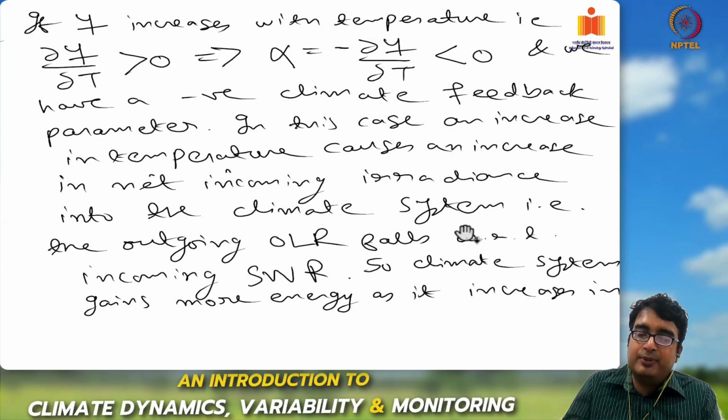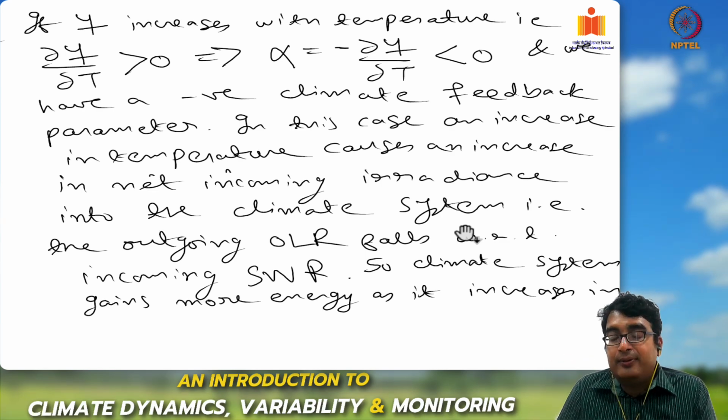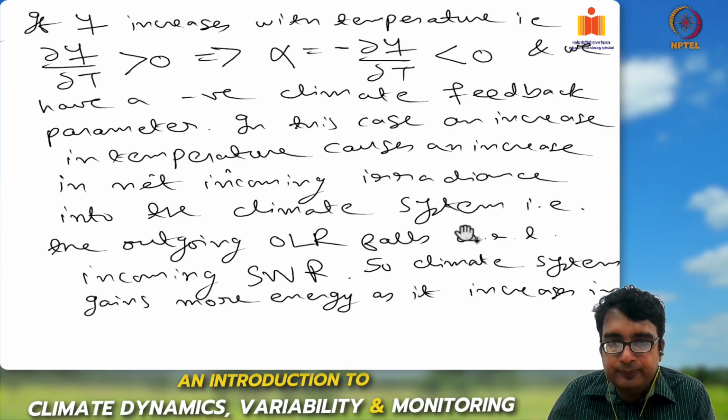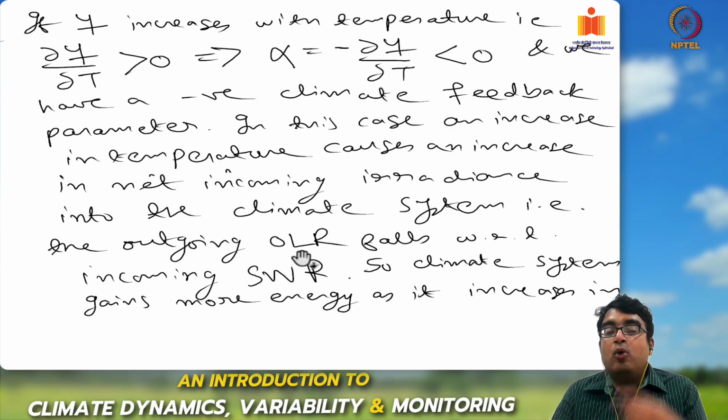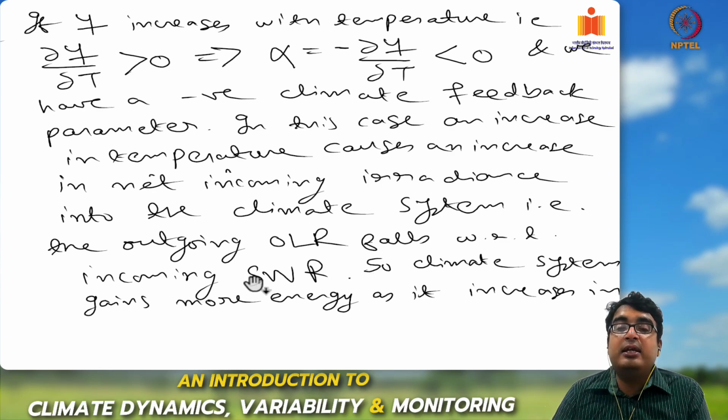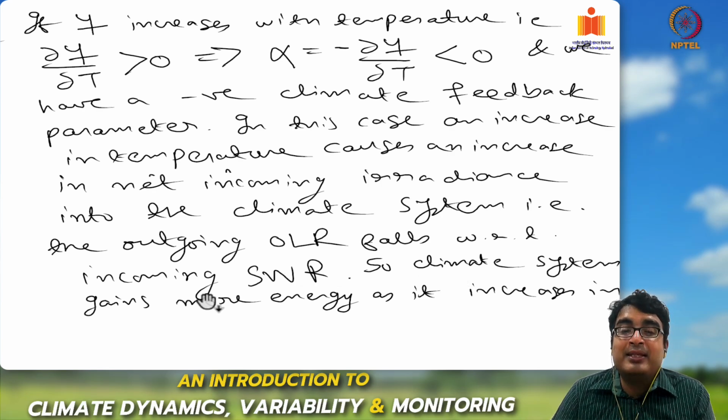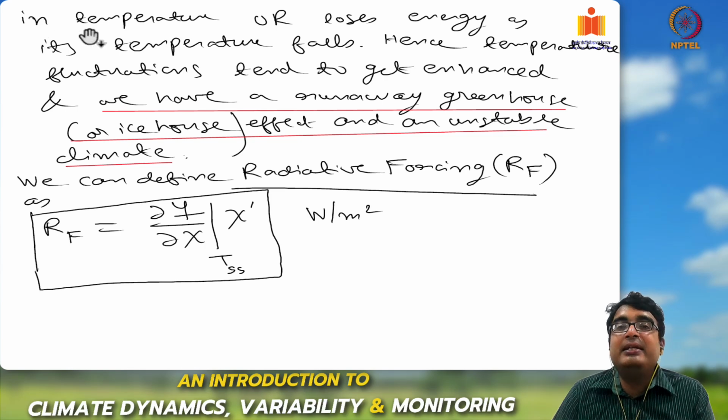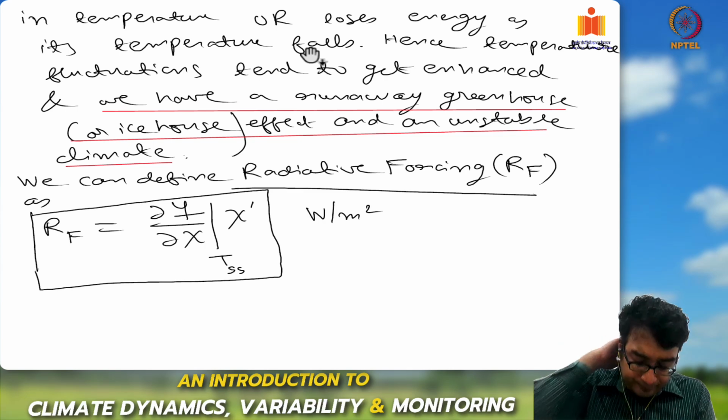So, the F becomes positive, and as a result, as temperature increases, the system tends to gain heat and heats up further. That is, the outgoing OLR falls with respect to the incoming absorbed shortwave radiation. So, the climate system gains more energy as it increases in temperature, or loses energy as its temperature falls. So, either can be happening.